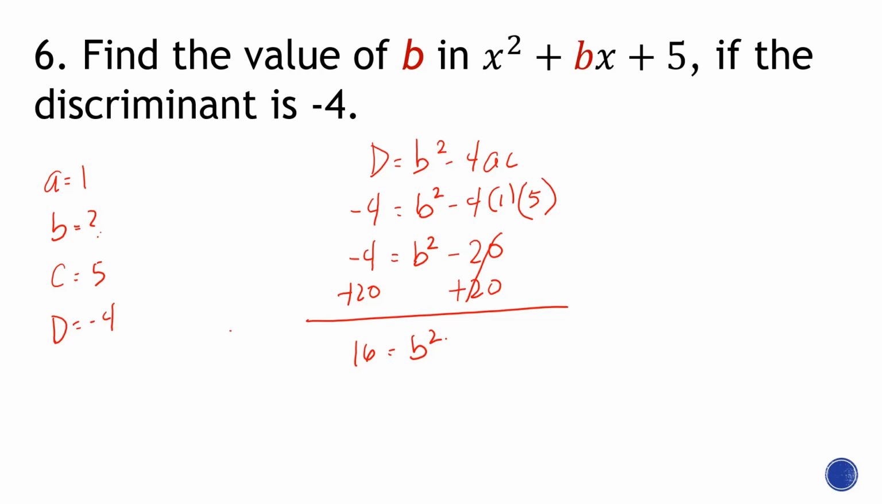Okay. What's the next step there? What do you think? We want that exponent 2 to be eradicated, right? So how are we going to do that? That's right. We will square both sides. So B can be positive or negative 4. Okay. Let's go to the last example.